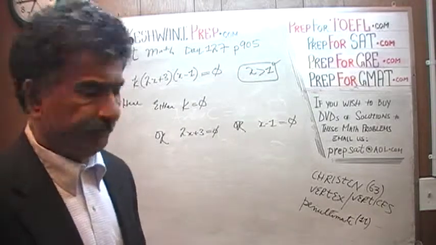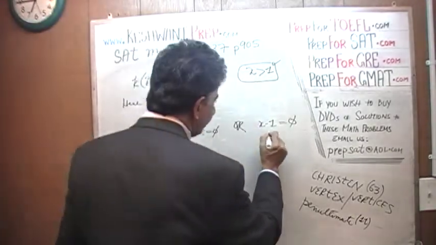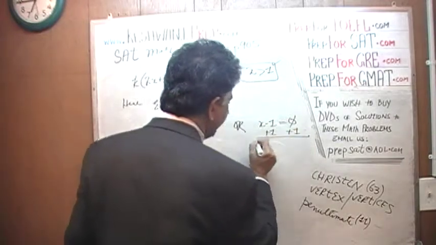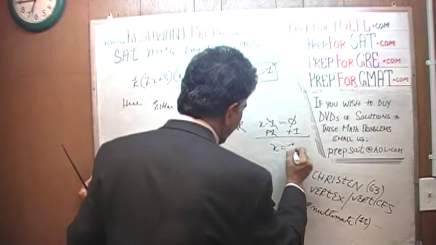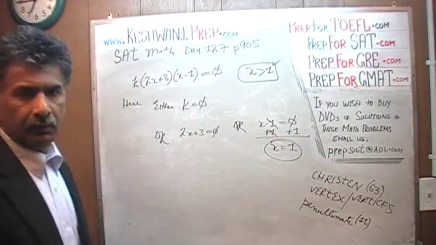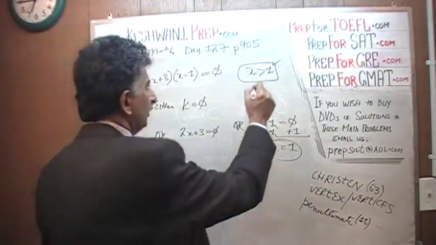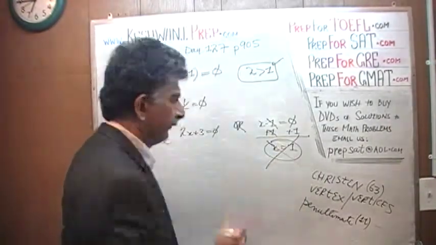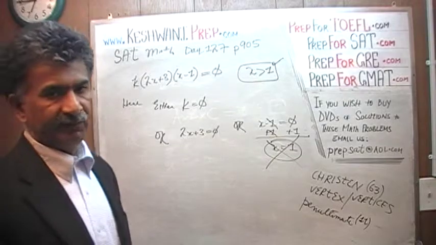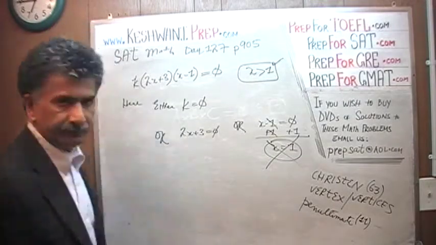Let's continue, shall we? If we were to add 1 to this thing, this tells us that x equals 1. Well, x cannot equal 1 because we are told that x is more than 1. So that rules out this guy. Obviously, x is not equal to 1. X has to be more than 1. Let's look at this part.